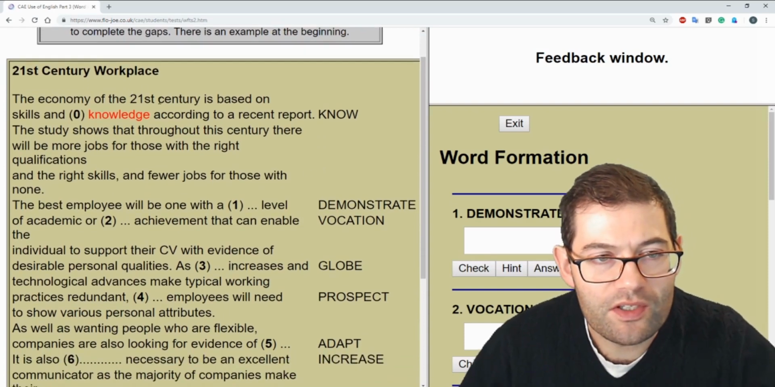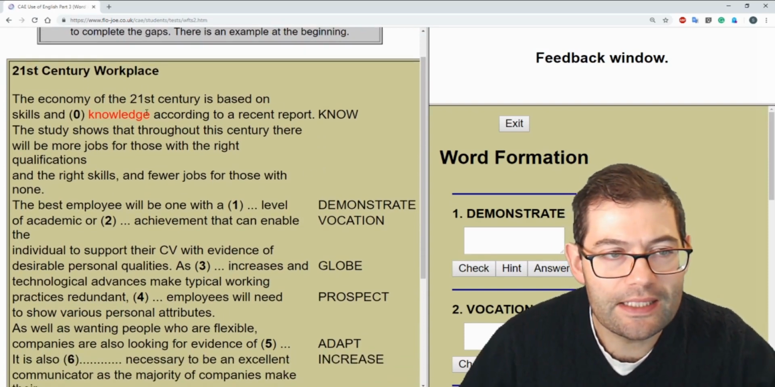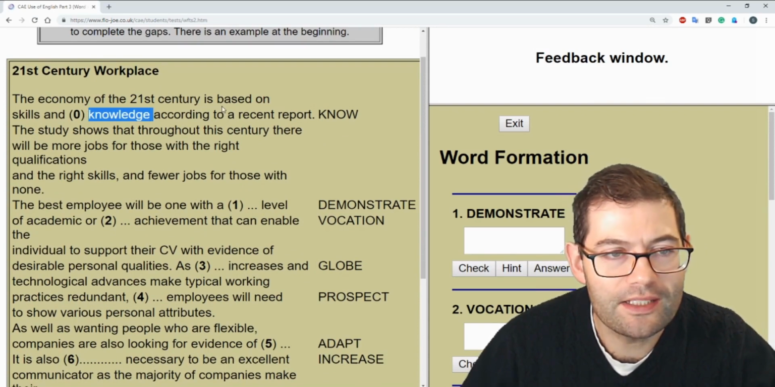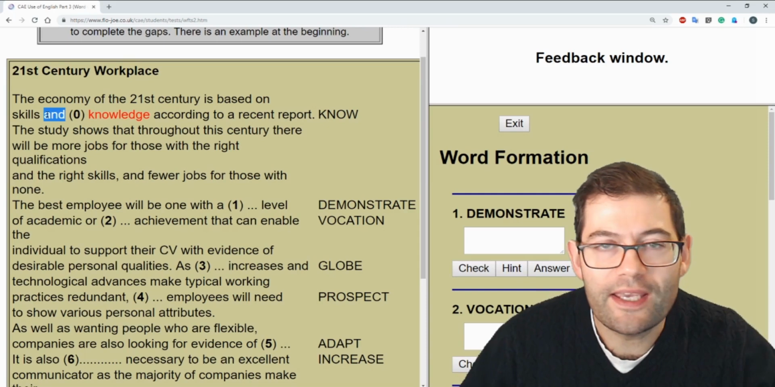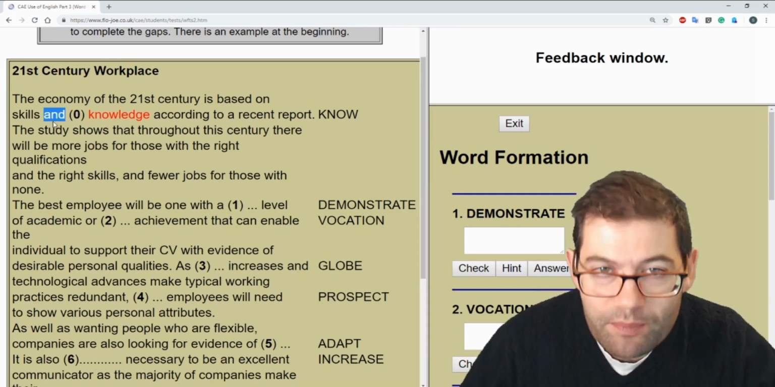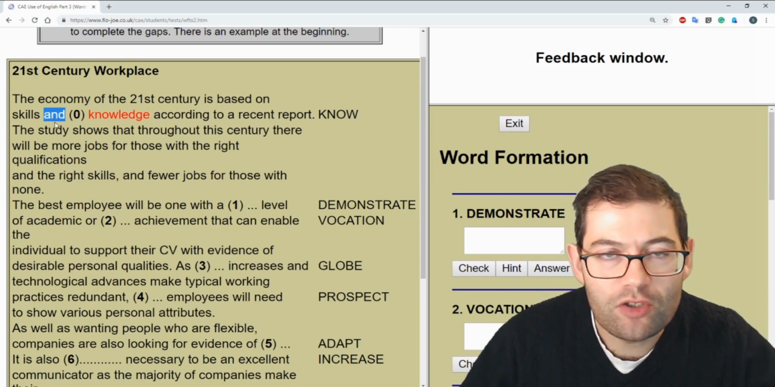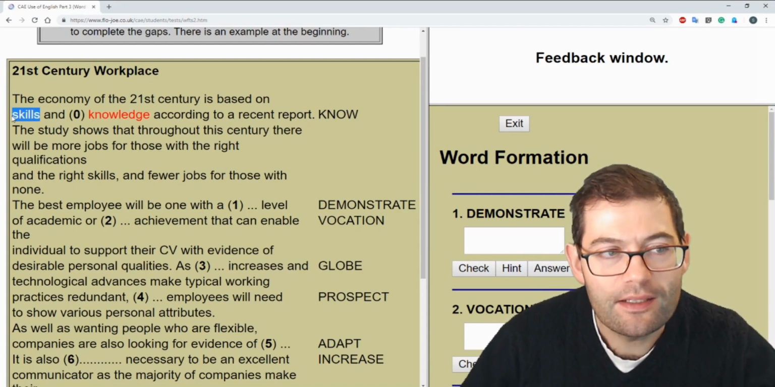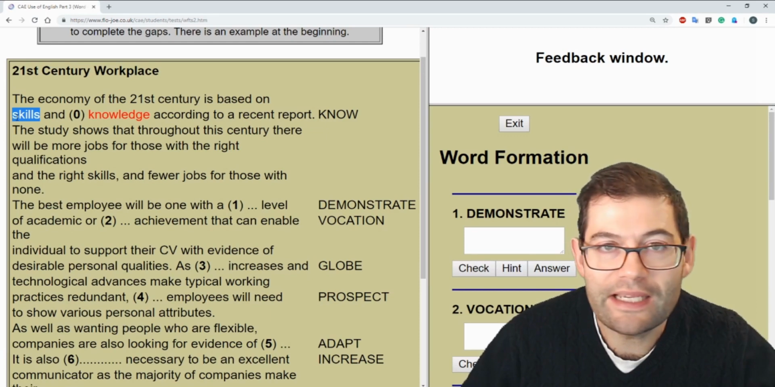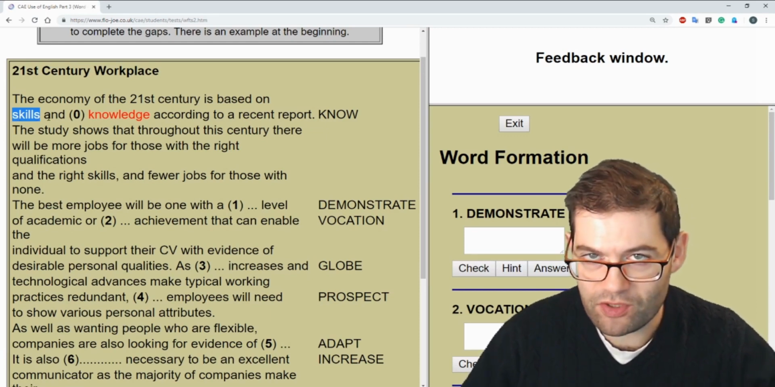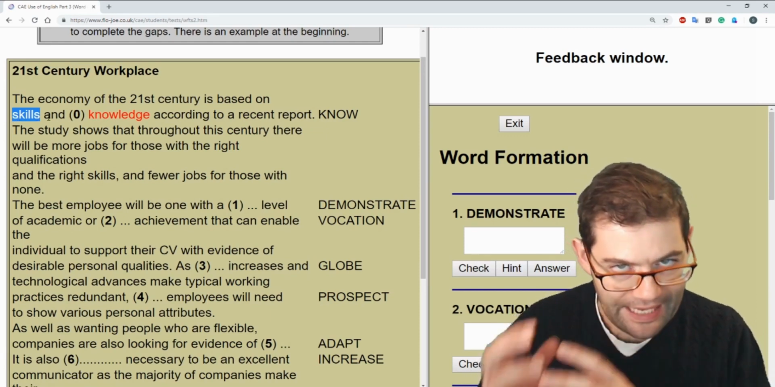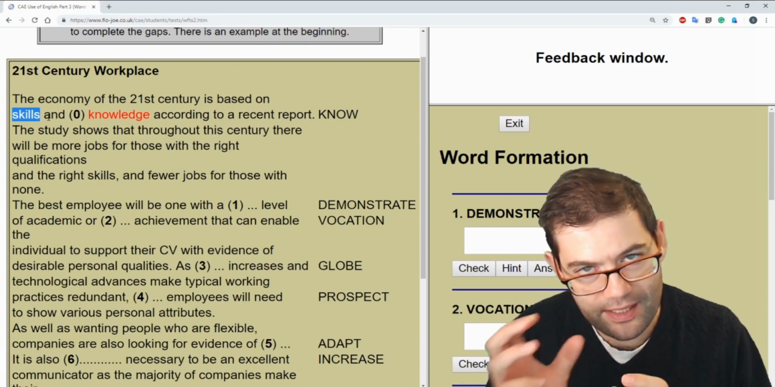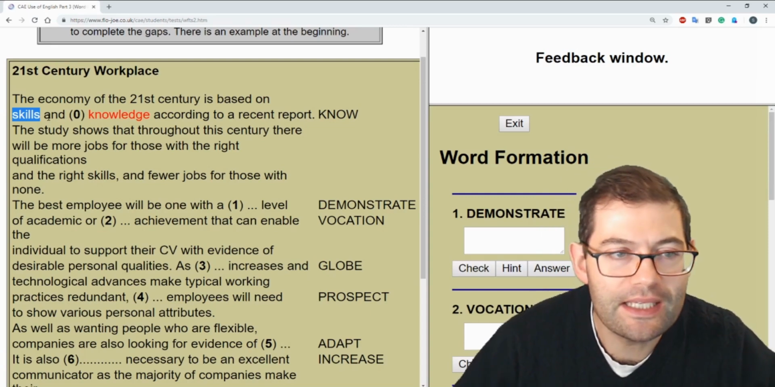The economy of the 21st century is based on skills and knowledge. This is an example question, but let's explain it in any case. A good thing to look out for here, if you see a gap and you've got "and" before the gap, then this is a good clue as to what kind of word you need, because before the "and" you can see that we've got a plural noun here. So whenever you see a noun and gap, then chances are that gap's going to be a noun. If you see adjective and then a gap, chances are it's going to be an adjective.